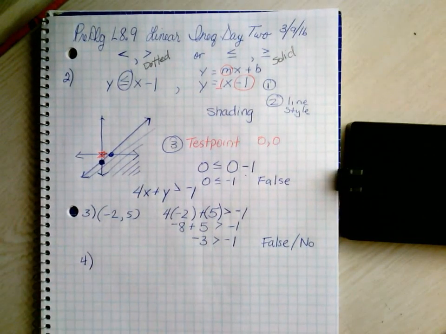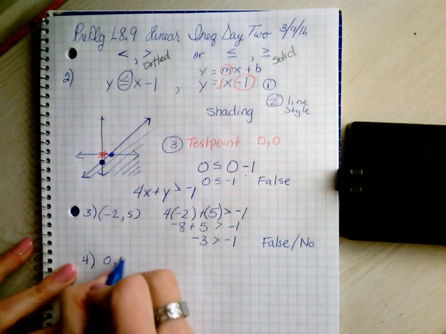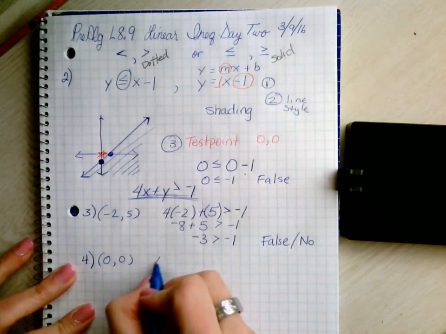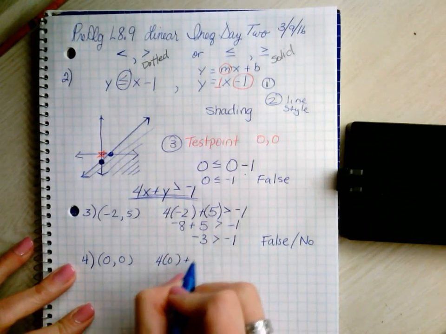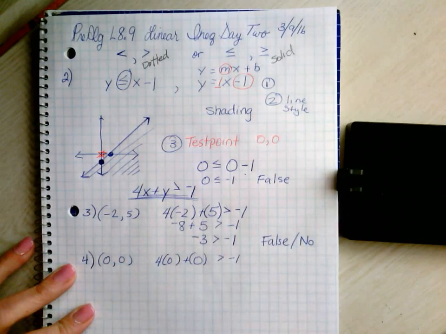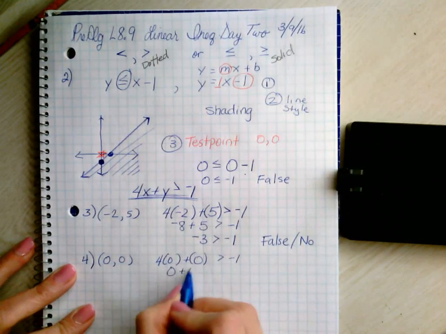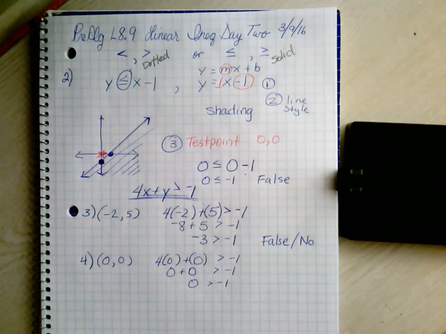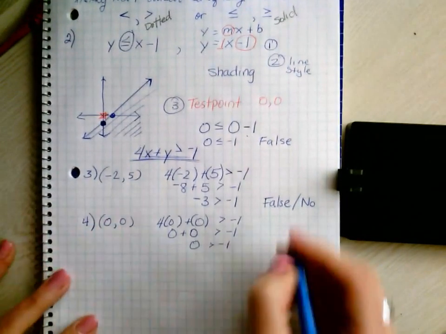Number 4, exact same thing. Same inequality, different pair. 4 times 0 added to 0 is greater than negative 1. 0 plus 0 is greater than negative 1. True or false? Indeed it is. True.